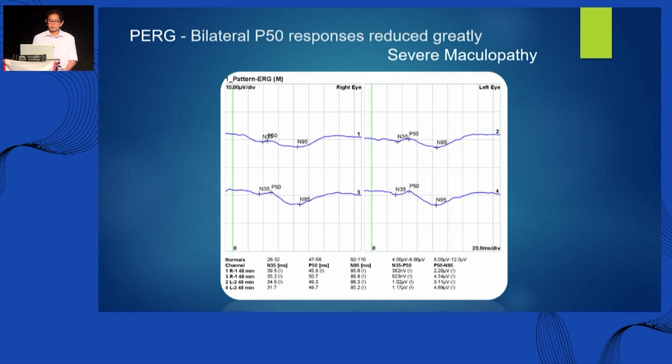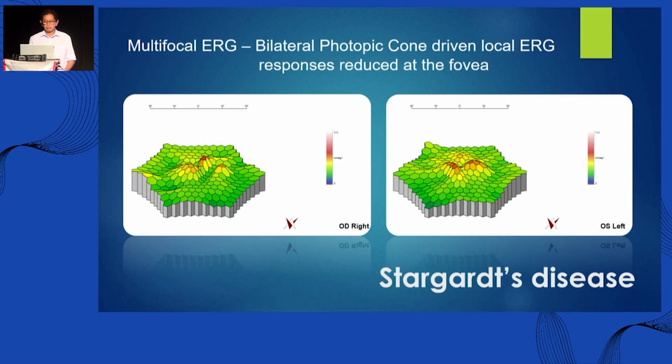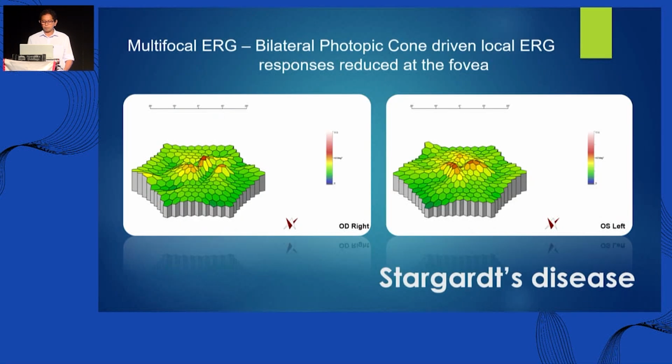PERG was abnormal, P50 was reduced. So this shows that this is a severe maculopathy. Full field ERG is normal, which means that as a whole the retina is normal. Both scotopic and photopic responses are normal. And multifocal ERG would be abnormal when you think it's a maculopathy. So the diagnosis would be Stargardt's disease.